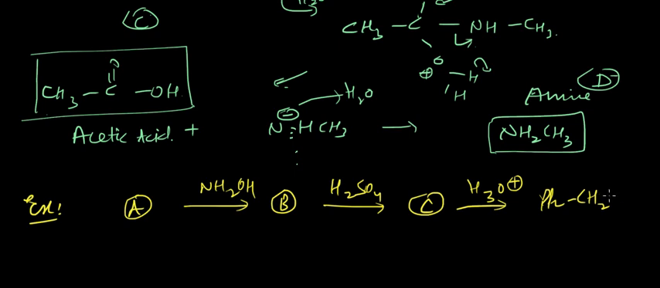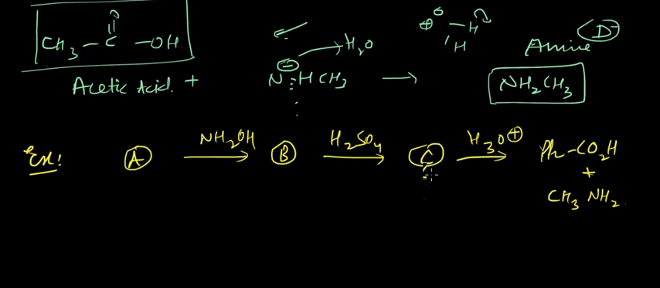PhCH2, rather CO2H, and we also get CH3NH2. Okay, so what would be the product C? We are just going from back or in reverse direction. What would be the product C?